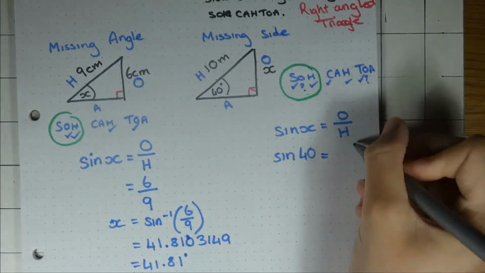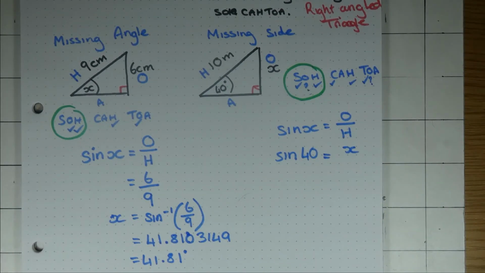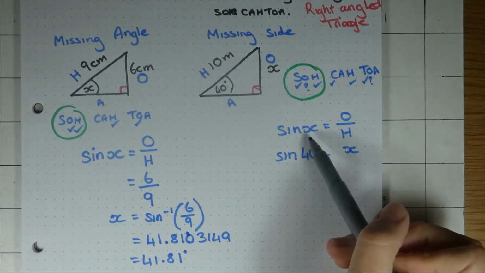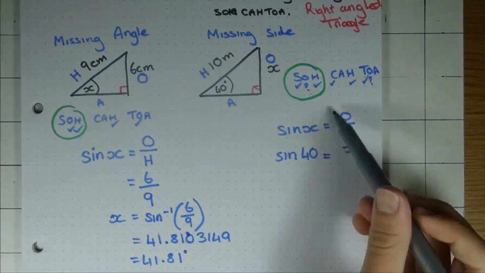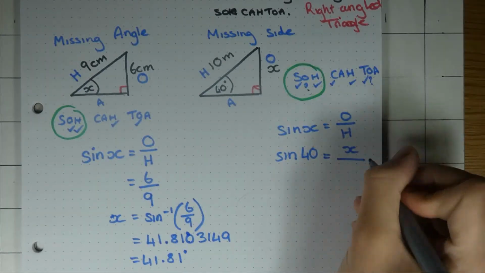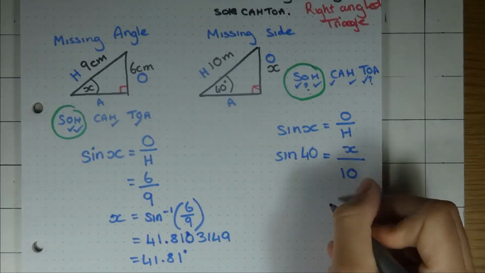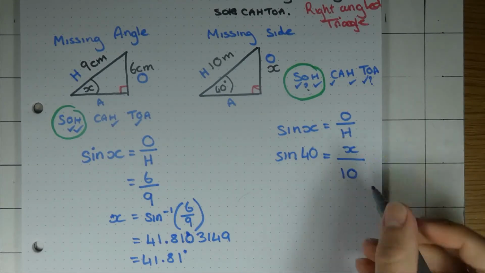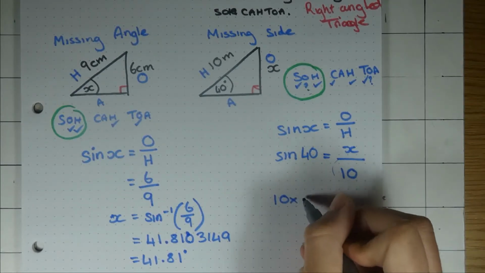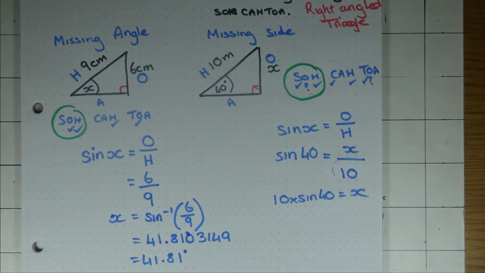Opposite is, we don't know, so that's an x. This will quite often happen in questions, and you need to not panic if x is here and here, okay? Because when you substitute in, you're getting rid of that x and replacing it with another one over here. Over 10. We've got to solve for x, so we're dividing on this side, it's going to be multiplying when it comes across. So we have 10 times sine 40 equals x.